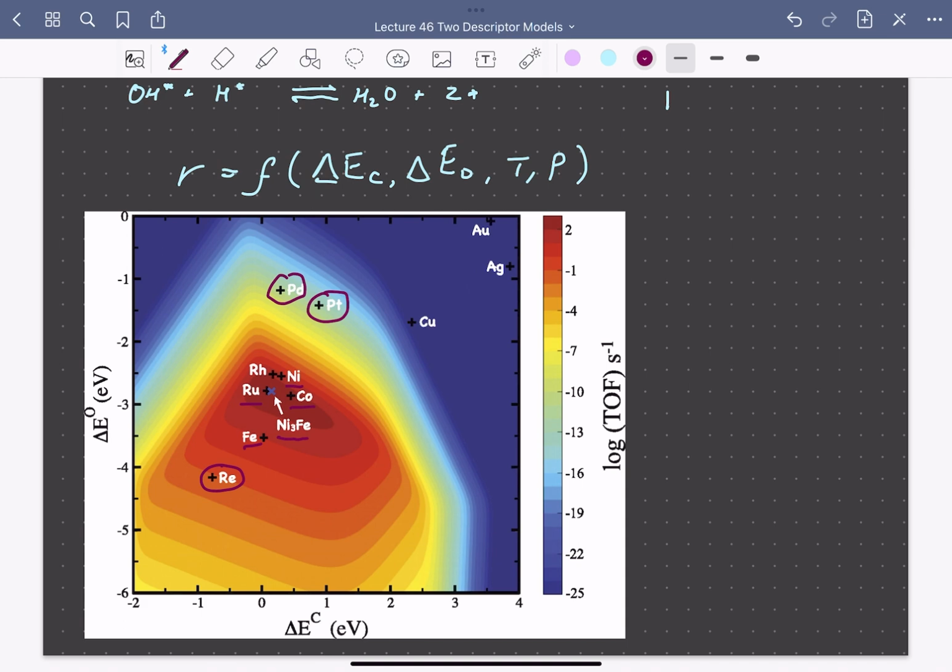So here we've seen how volcano plots can be used for multiple descriptors, and next time we'll see how this can be used to understand and predict selectivity when we have multiple reactions.